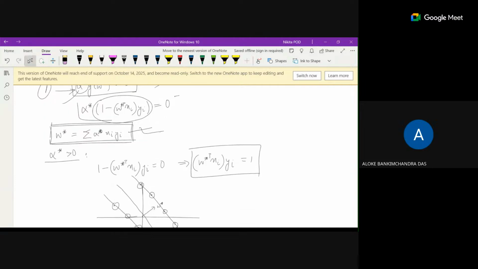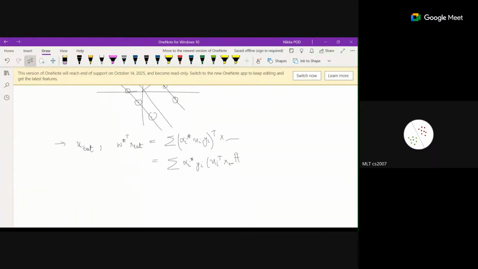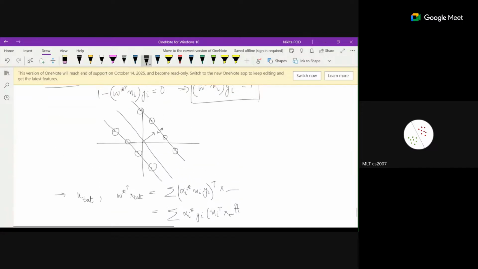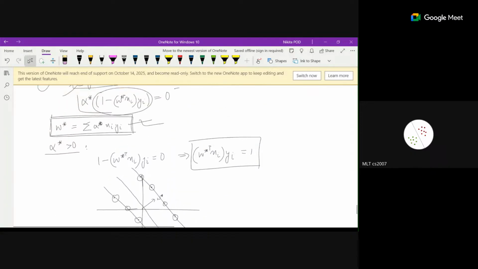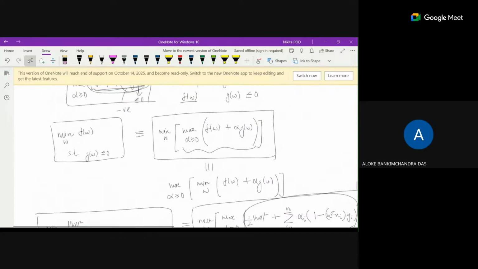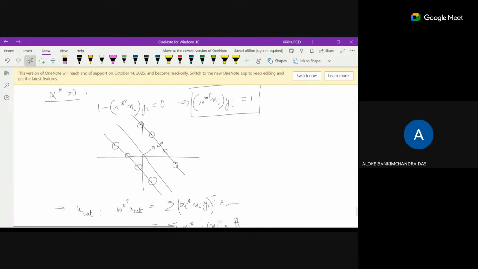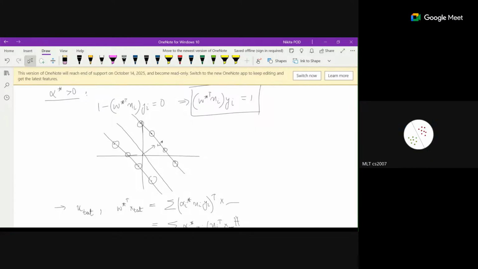So this concludes the SVM topic, including hard margin. In the next class, we will start with soft margin and do week 11 onwards.